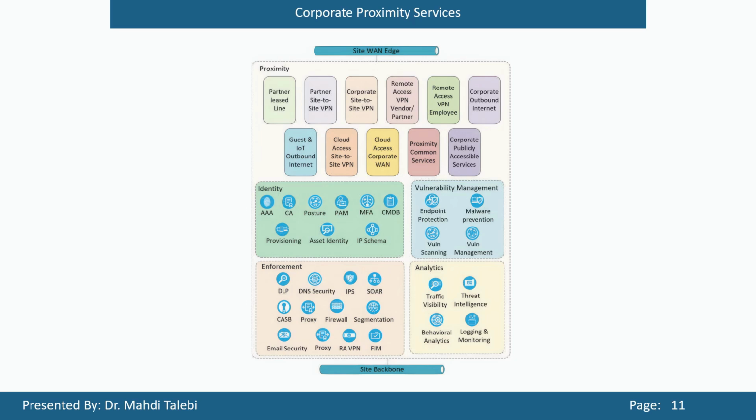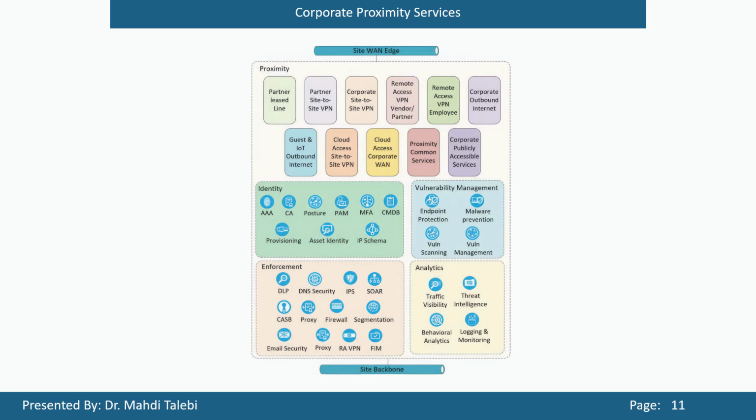Lastly, analytics play a crucial role in the continuous monitoring and improvement of network security. Traffic visibility, behavioral analytics, and threat intelligence provide insights into typical and atypical network behaviors, aiding in proactive security measures and quick response to anomalies.